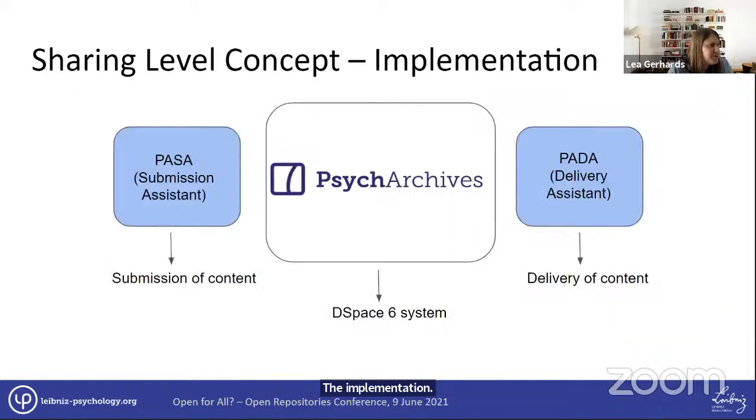So how do we implement this in DSpace 6? To explain this, I need to mention that the repository is complemented by a tool for the submission of content, which we call PASA, the Archives Submission Assistant, and one for the delivery of content. So the Archives Delivery Assistant, short PADA.